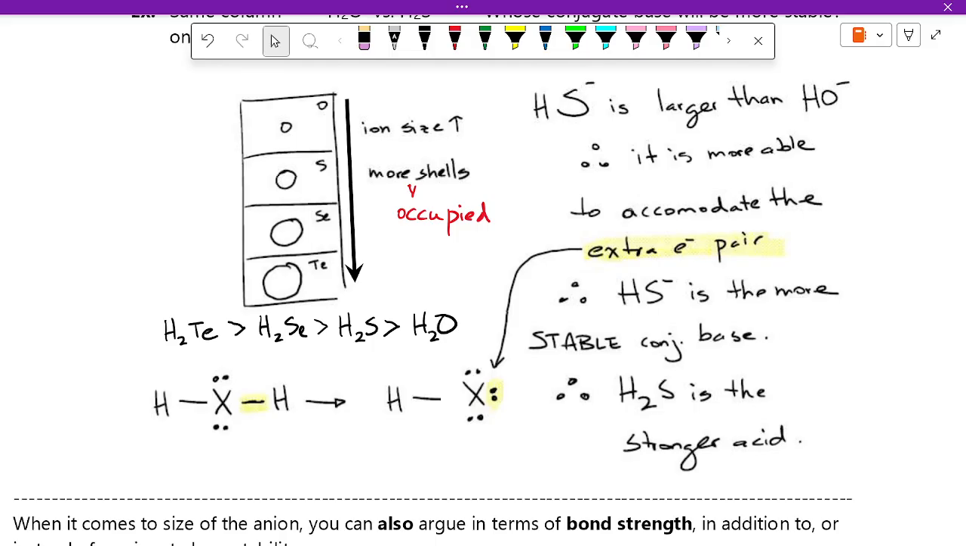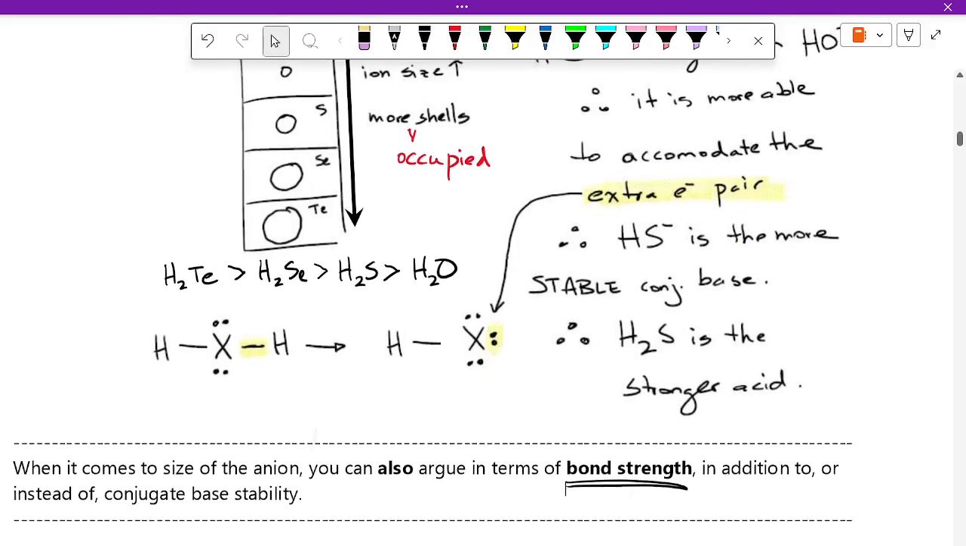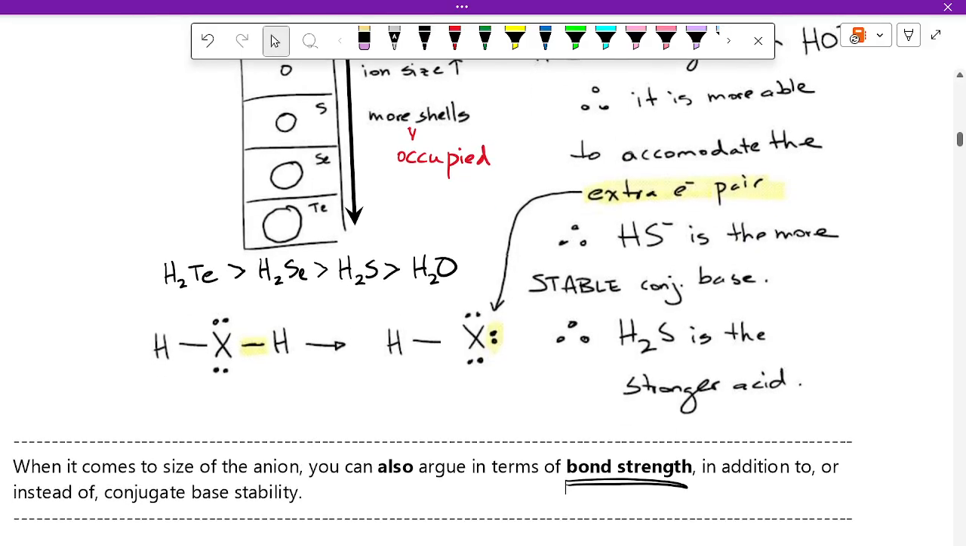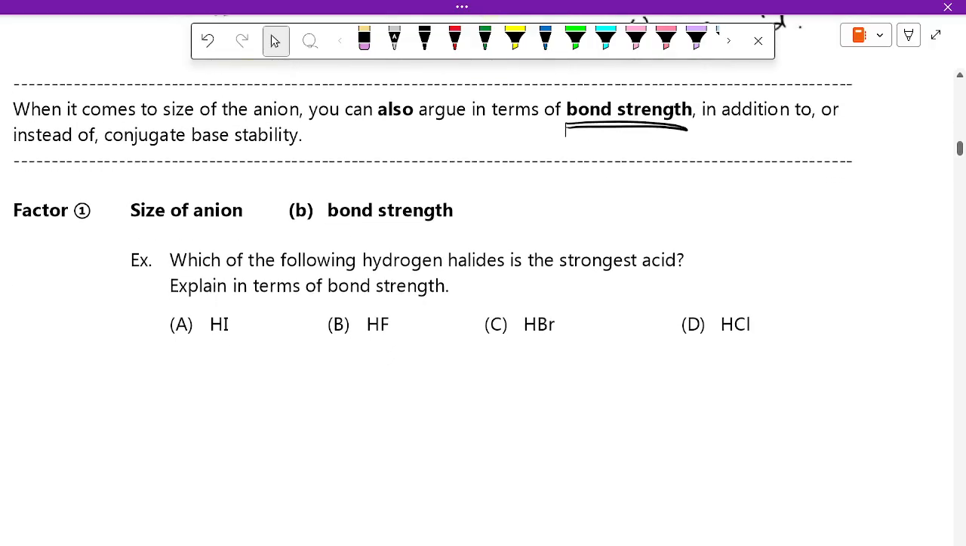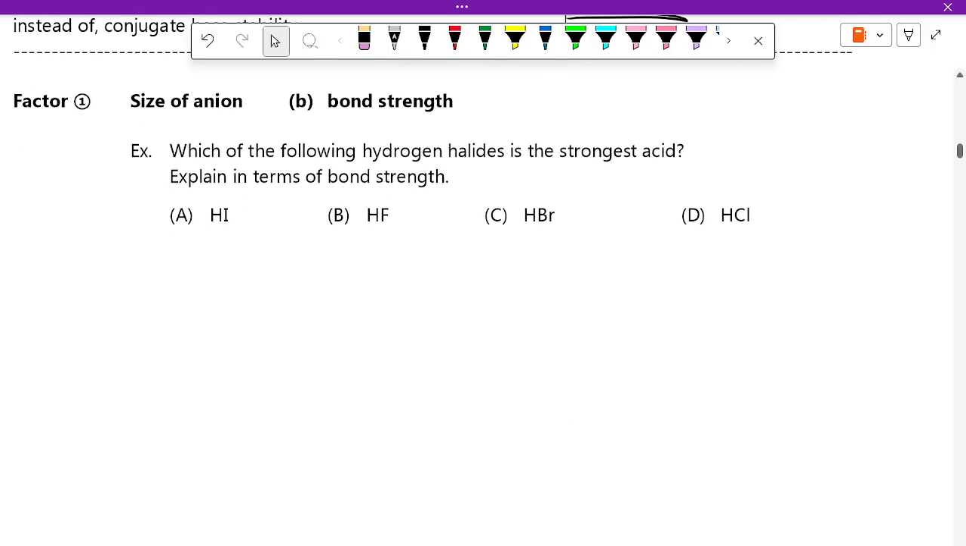You can also argue in terms of bond strength, instead of arguing in terms of conjugate base stability. So in terms of the following hydrogen halides, which is the strongest acid? You could argue this in terms of the stability of the conjugate base based on the size of the anion, but what would happen here?